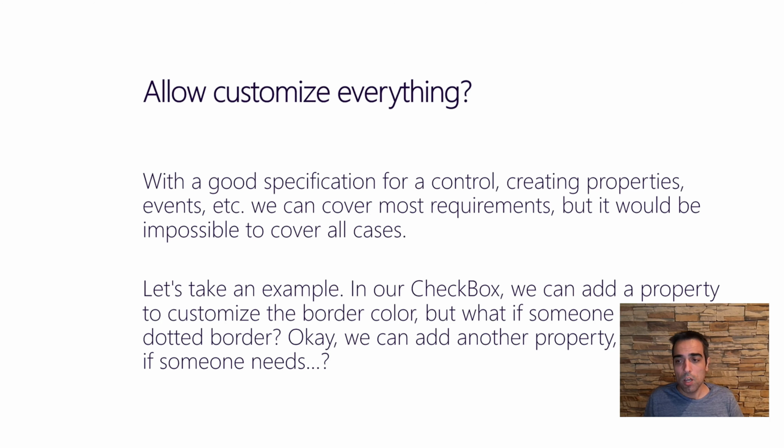In our checkbox, we can add a property to customize the border color, but what happens if then someone wants a dotted border? Okay, we can include another property, but then what's happening if someone needs something else? It will never end, because someone will probably require a really crazy specification with a really specific case for their application. How can we solve this scenario? How can we improve this?